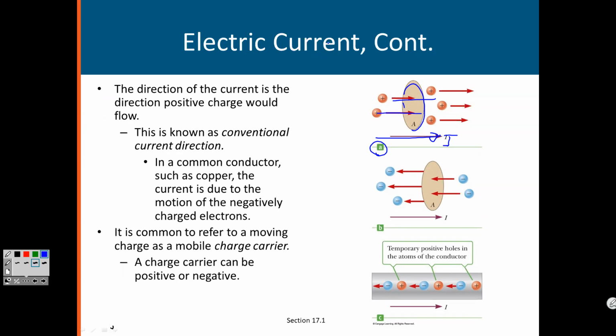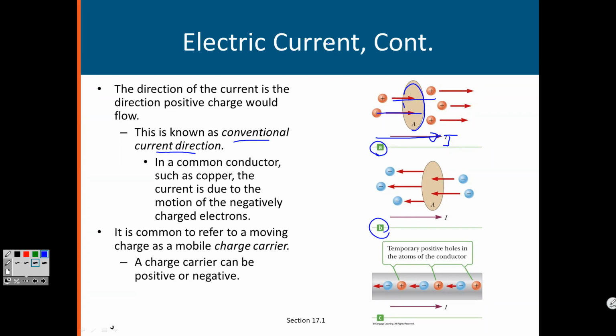Now you should pay attention. What I said so far is easy, but here maybe you should understand it better. So pay 100% attention, please. Okay, right. This is called the conventional current direction. Let's look at B.